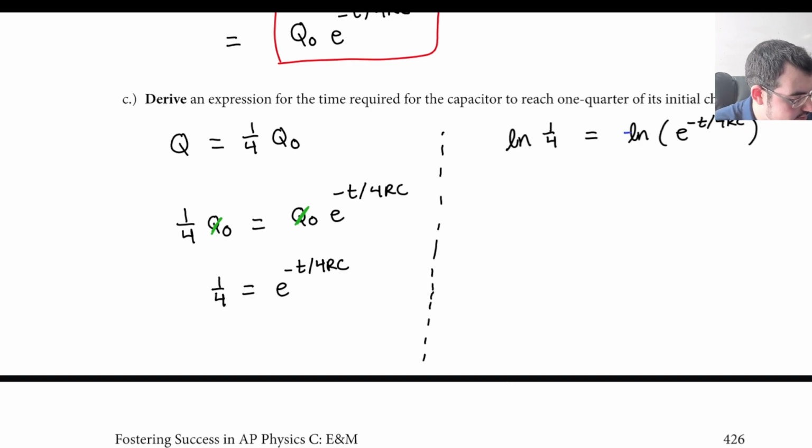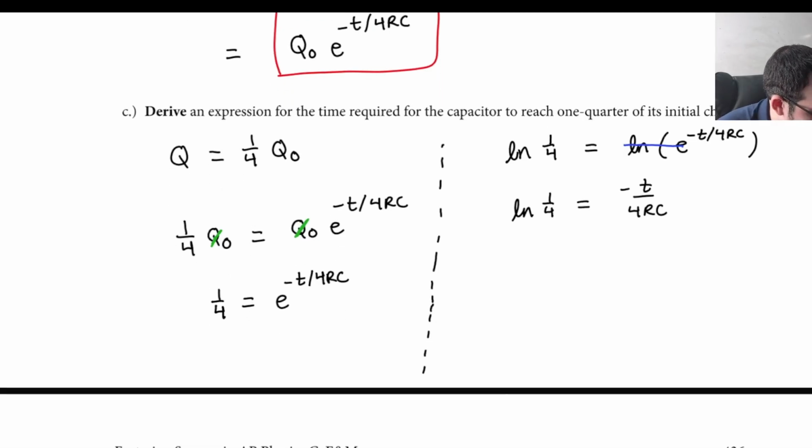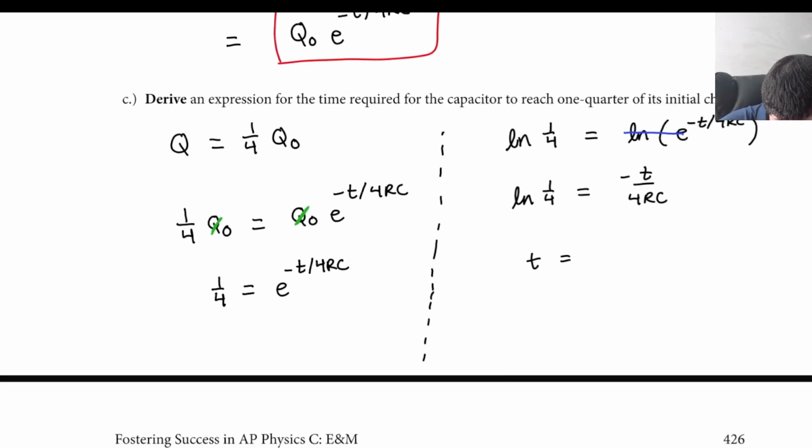And you can only cancel e and ln if they touch. So here they touch, so they cancel. So we get ln of 1/4 is equal to negative t over 4RC. So t would be equal to negative 4RC ln of 1/4. And this seems kind of weird because we have a negative time, but it's actually not negative, because ln of 1/4 is asking what do I have to raise e to to get to a quarter, and that's a negative power.